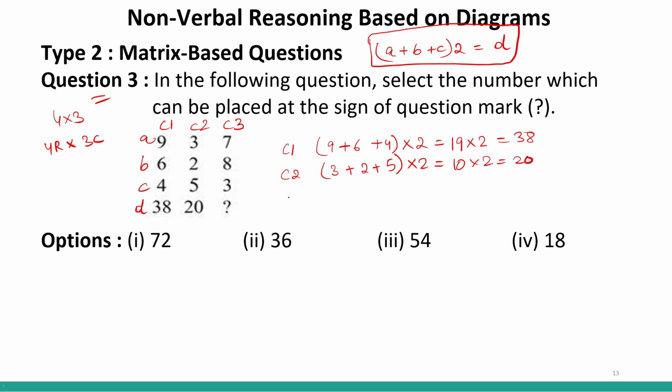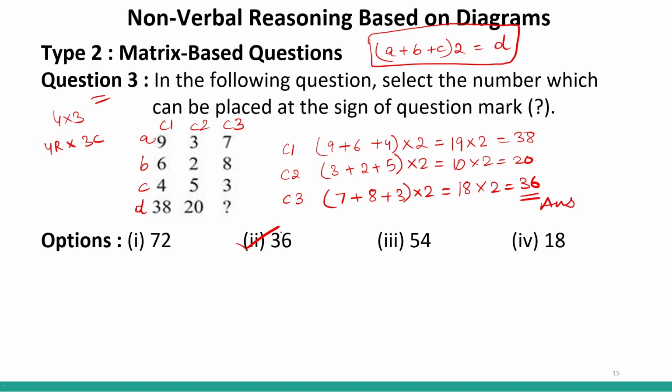Now let us check for column number 3. So for column number 3, it will be 7 plus 8 plus 3 into 2. So 8 plus 3 is 11. 11 plus 7 is 18. 18 into 2 is how much? 36. So 36 will be my answer, which is given in option number 2. So option number 2 will be your correct answer to this question.